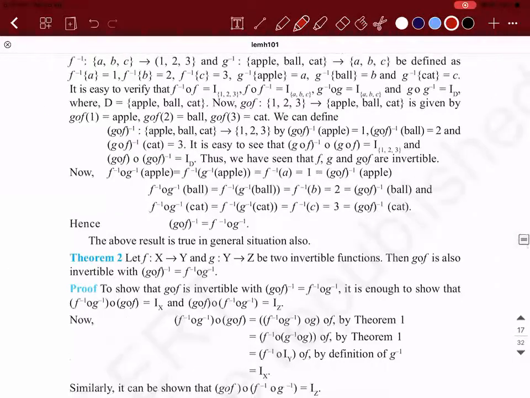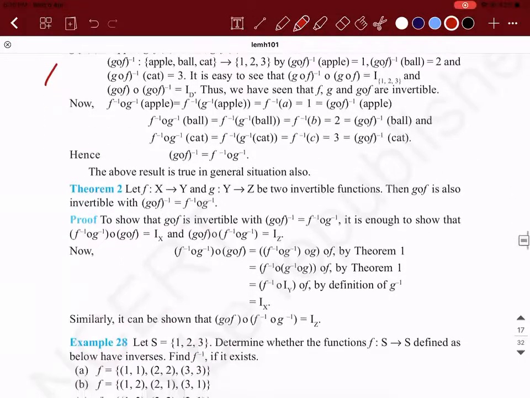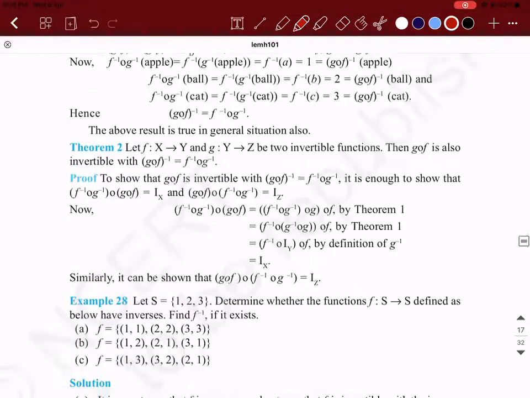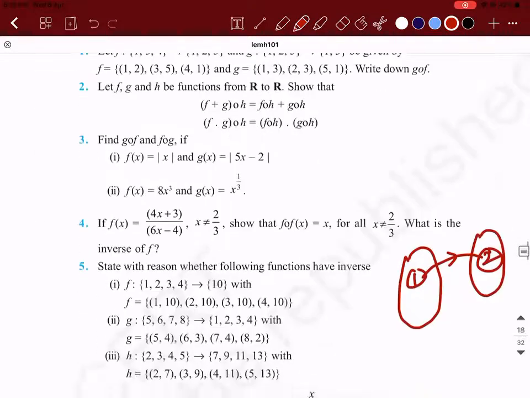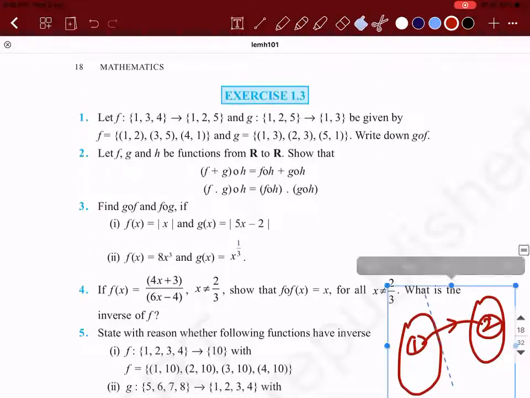So this one I'll do it later. Let's do some problems that are first based on invertible functions, then I'll come to theorem 2. So let's start some exercise problems.